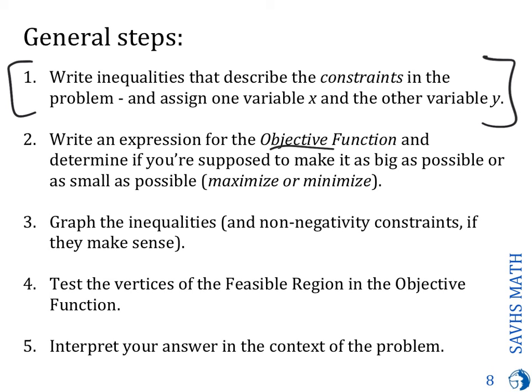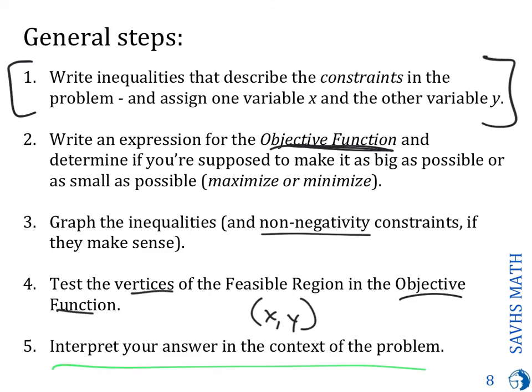You need to write an equation for the objective function to explain how you're going to evaluate what vertex gives you the best answer. Then you need to graph the inequalities and make sure that you're including those non-negativity constraints, just in case it doesn't make sense in your problem to have a negative number of certain things. Test the vertices of the feasible region in the objective function. So put those values for x and y into your equation. And that's what we just did on the previous slide. And then we just need to interpret the answer in the context of the problem. And that's what we just did at the very end of that last slide.